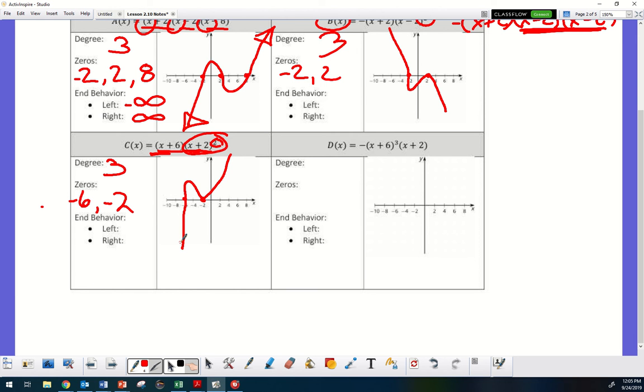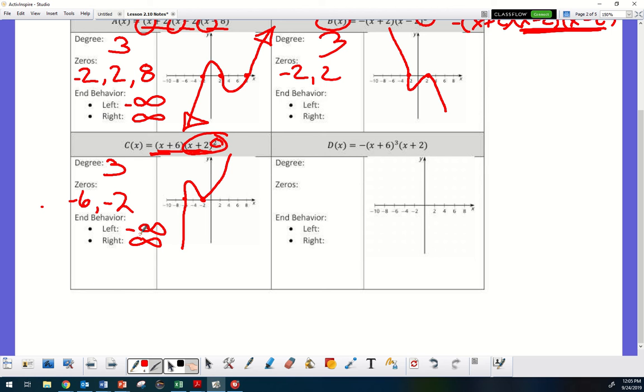There we go. So we have a bounce right there. So if you look, it hits it, it bounces, and it goes back. So it's negative infinity and then infinity. So left side is negative infinity, right side is positive infinity.